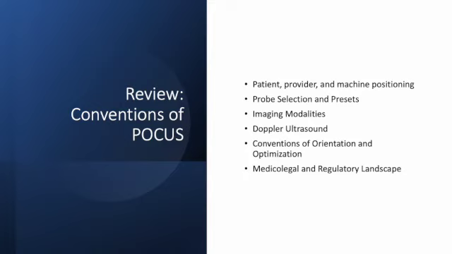We talked about Doppler ultrasound and understood how we can utilize that to measure velocity. We used the conventions of orientation and image optimization to understand how we can make adjustments on the machine settings to help us get the best images possible. And then we talked a little bit about the medical, legal, and regulatory landscape pertinent to POCUS at the time of recording.